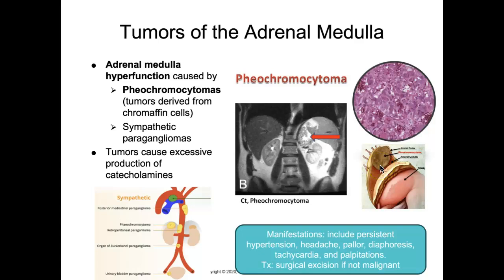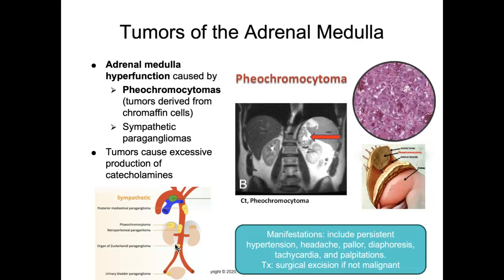And the other type is a sympathetic paraganglioma, and that you could see takes place in several different places along the sympathetic paravertebral ganglia of the thorax and the abdomen, and even in areas such as the pelvis. And these tumors can secrete catecholamines, so epinephrine, norepinephrine, at excessive levels, so we get clinical manifestations that can include persistent hypertension, headache, pallor, diaphoresis, tachycardia, and palpitations. And these tumors are rare, but about 10 to 20% of them are malignant and can metastasize.